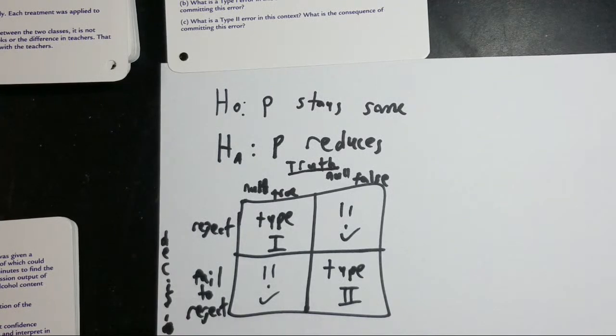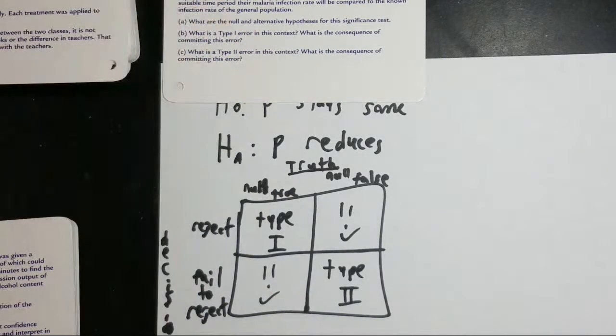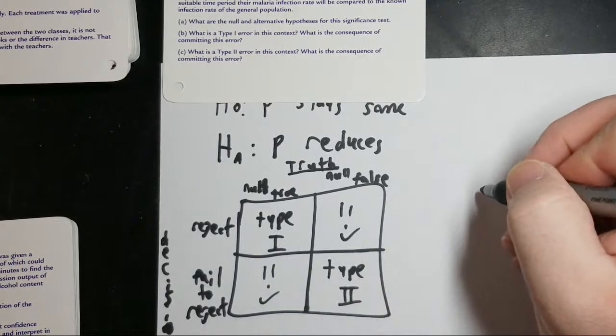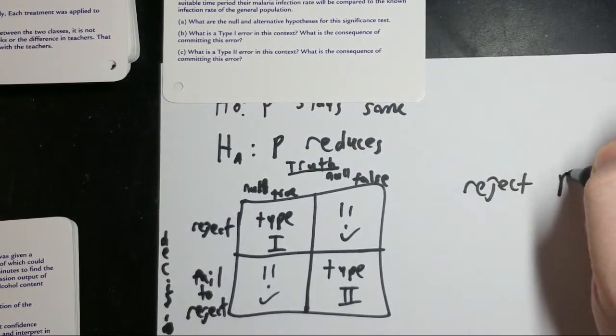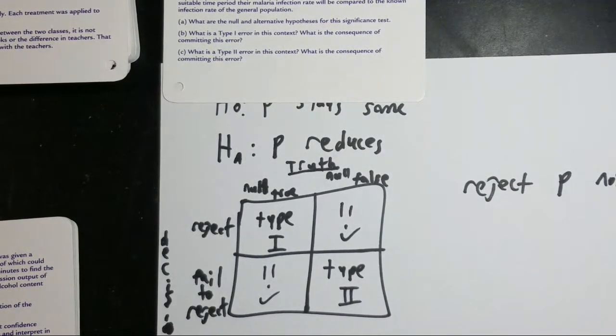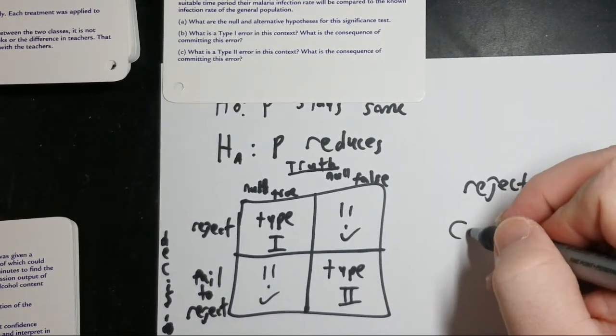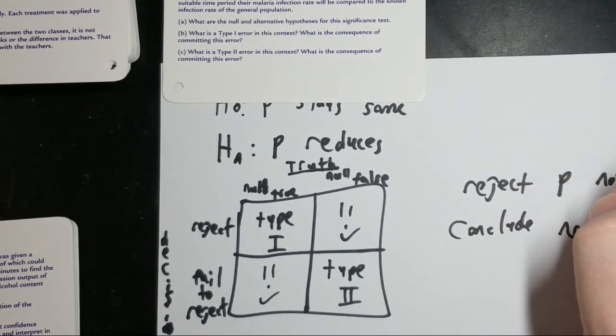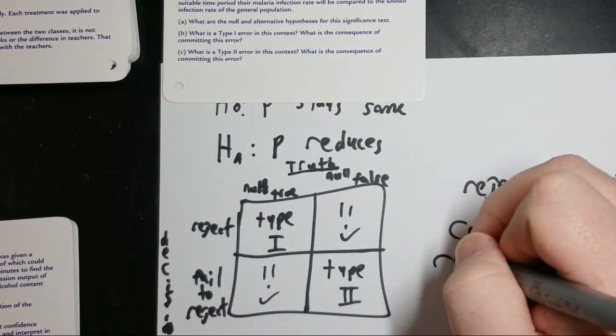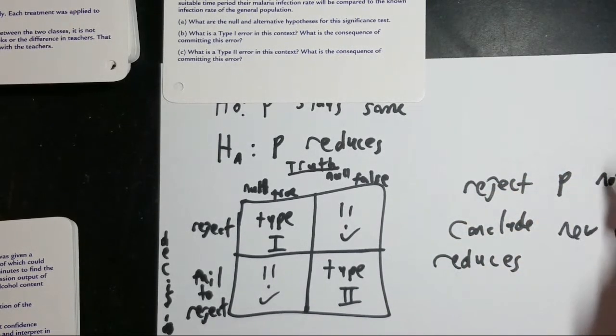Now, that comes into play with this problem. What is a type 1 error? You can see it right there at the top of the screen. What is a type 1 error in this context? What is the consequence of committing this error? Now, a type 1 error would be rejecting the null hypothesis. It would be rejecting the P not changing, and you conclude that the new drug reduces the malaria rate. Or you would basically say there's evidence to suggest.